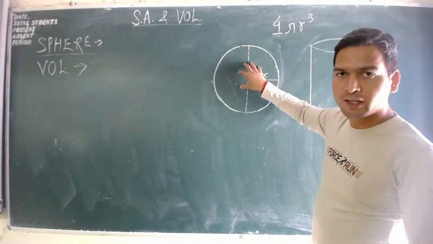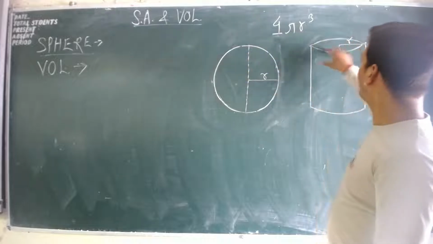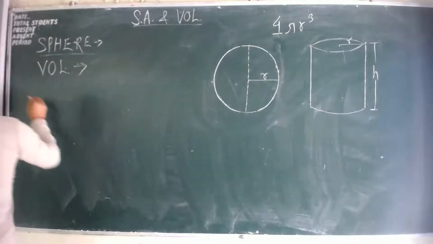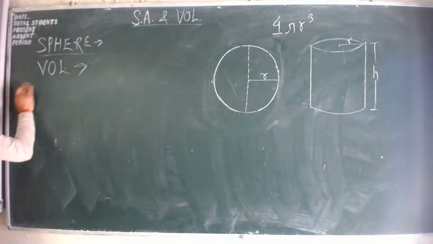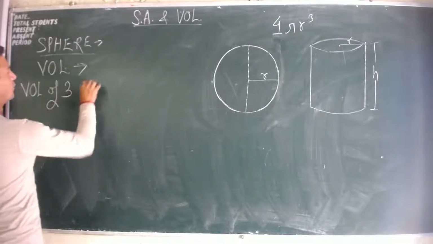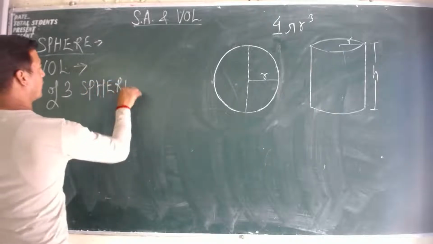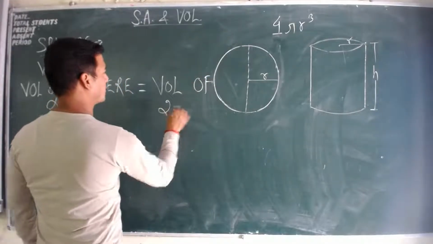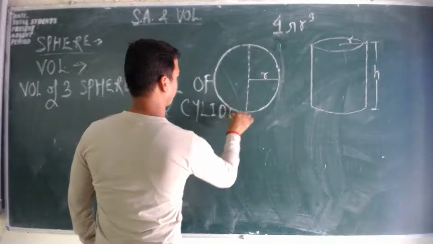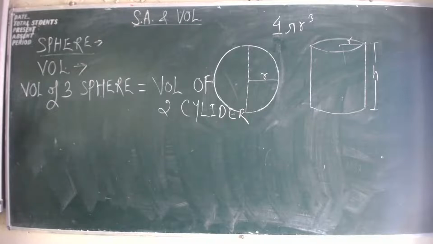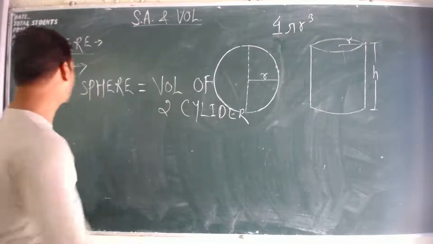Three times of this sphere, sand will fill two cylindrical vessels. So the proof is that the volume of three spheres is equal to the volume of two cylinders, because the cylinder has greater volume, as I told you earlier. So the lab activity proved that the volume of three spheres will be equal to the volume of two cylinders. Clear?